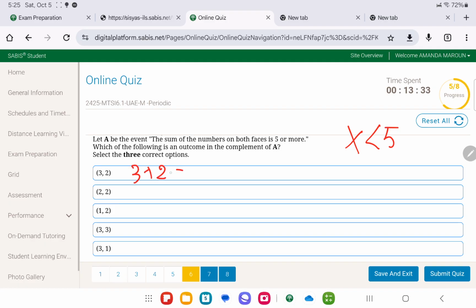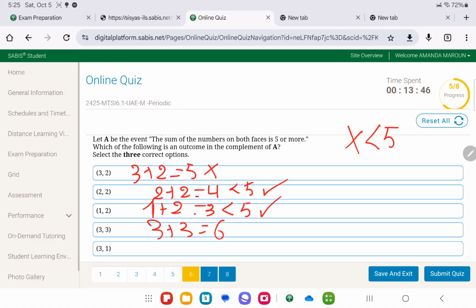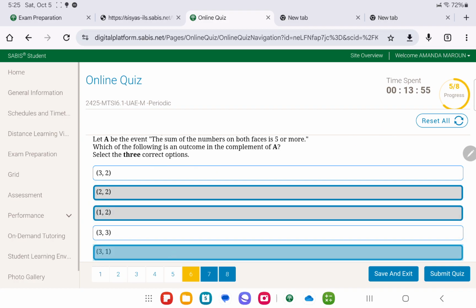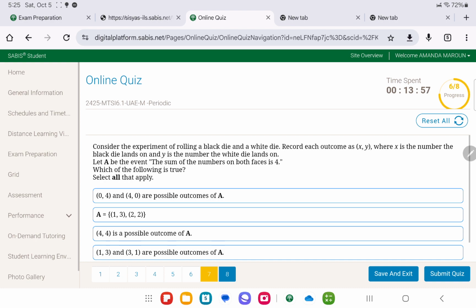3 plus 2 is equal to 5. Wrong. 2 plus 2 is equal to 4. 4 is less than 5. Yes. 1 plus 2 is equal to 3. 3 is less than 5. Yes. 3 plus 3 is equal to 6. No. 3 plus 1 is equal to 4. 4 is less than 5. Yes. So our only two answers are 2, 2, 1, 2, and 3, 1.